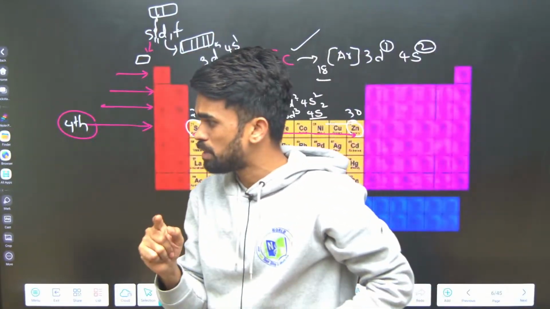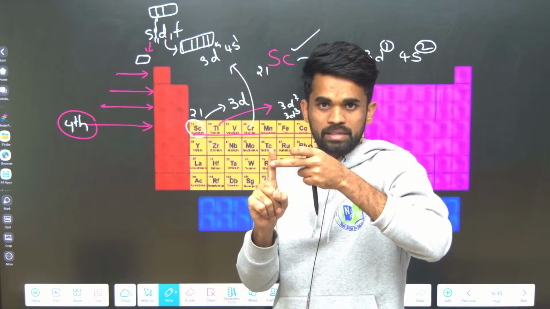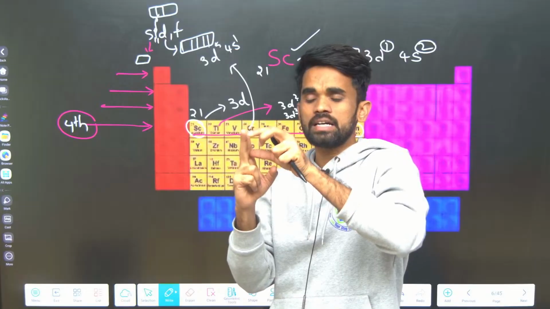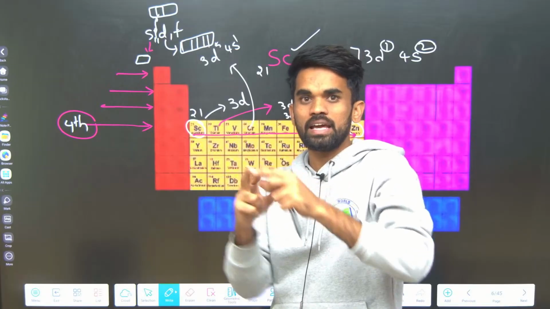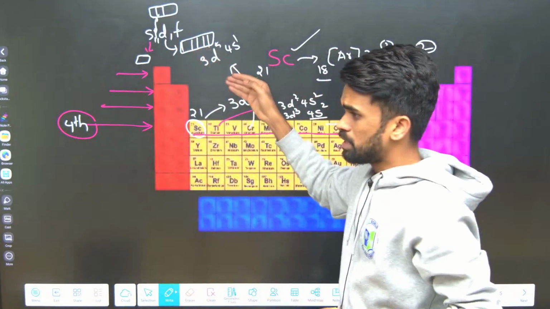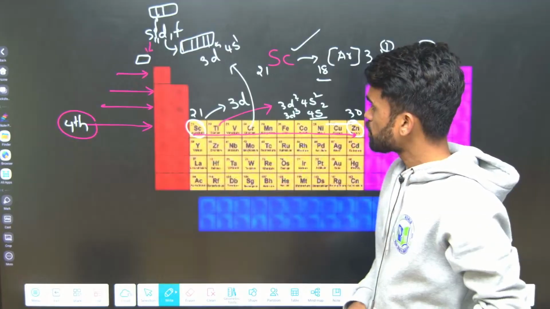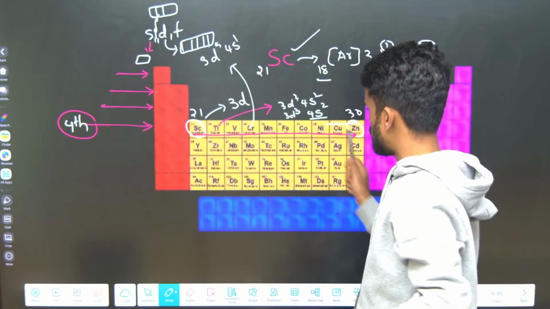So what are the numbers I told you? S is 1, P is 3, D is 5, and F is 7: 1, 3, 5, 7, odd numbers you can remember. This is the best way to remember the number of orbitals in each subshell. Now, about d orbitals, we are discussing d block elements.